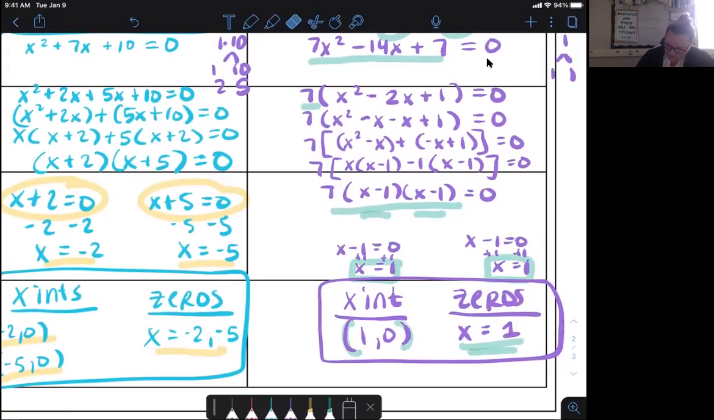One other thing I want to talk about real quick is up here. So one of the factors is 7. 7 times (x minus 1) times (x minus 1). Well, the reason why I didn't have to do anything with this is because if you divide both sides by 7, 7 divided by 7 is 1, and 0 divided by 7 is 0. So we can kind of just pretend like that number doesn't exist because it doesn't have an x attached to it. So it doesn't impact our x-intercept. If there was an x attached to it, that would be a different story.